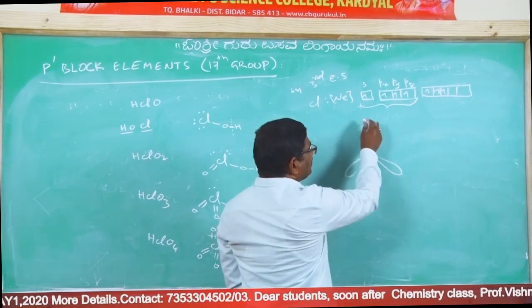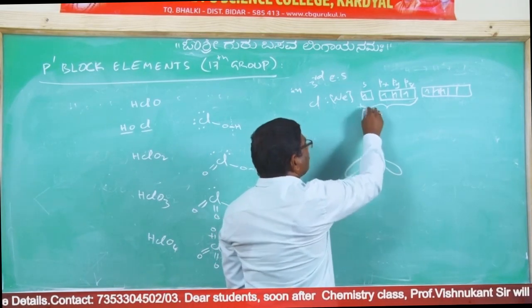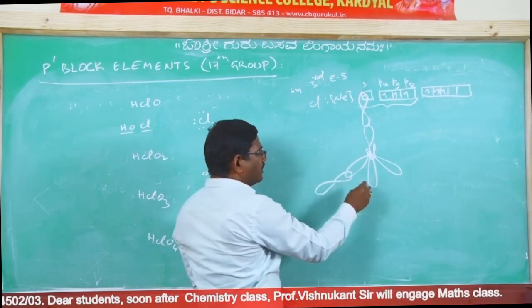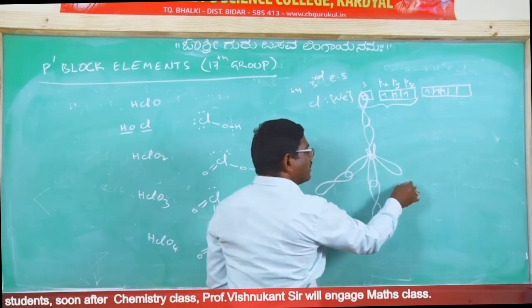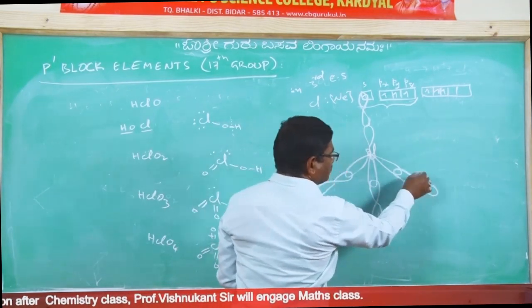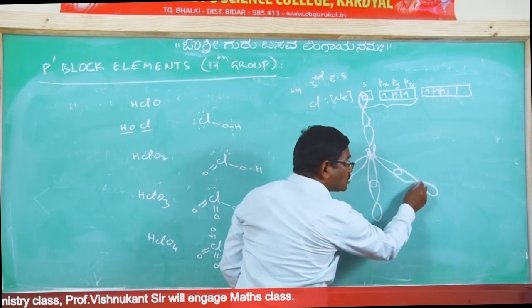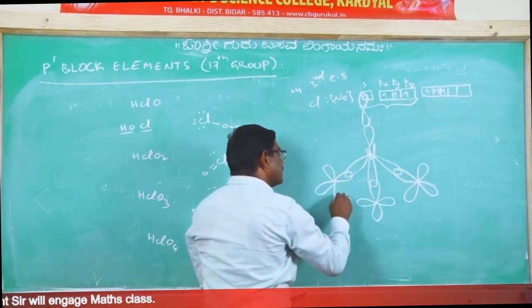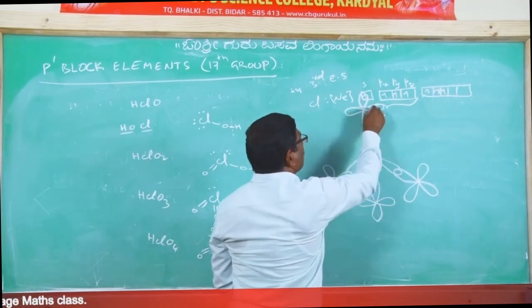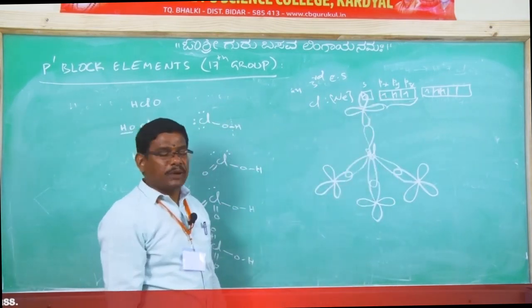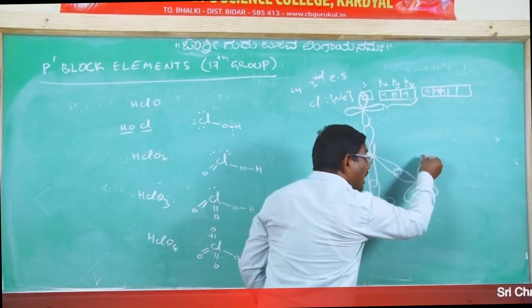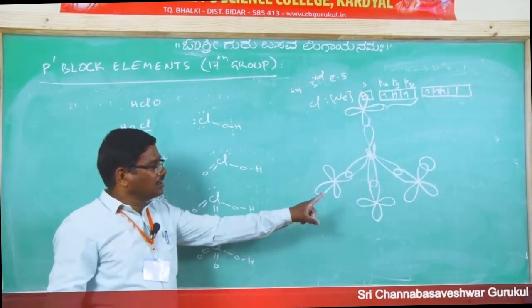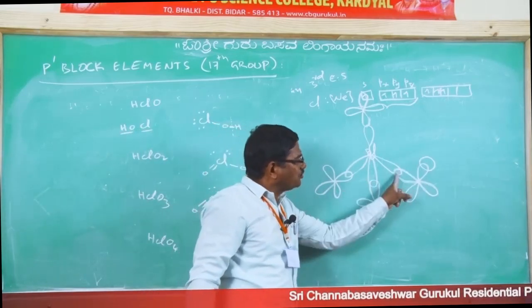Now this oxygen has py, and this oxygen is also having a pz. Every oxygen is having pz. Is that pz with an unpaired electron or not? Pz is with an unpaired electron. With this pz, the hydrogen s orbital overlaps like this. This is the hydrogen. Now this oxygen's divalency is satisfied.